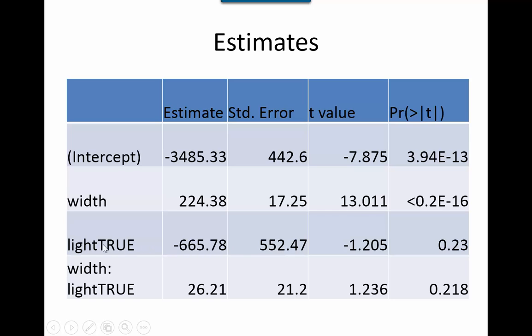So now we're looking at the effect of light. How much does it change the intercept? And the standard error is nearly the same magnitude as the estimate. So now we have a t-value that's only minus 1.2 standard errors, and it would not at all be unusual to get a value this large or larger if the true value of our effect here was in fact 0.